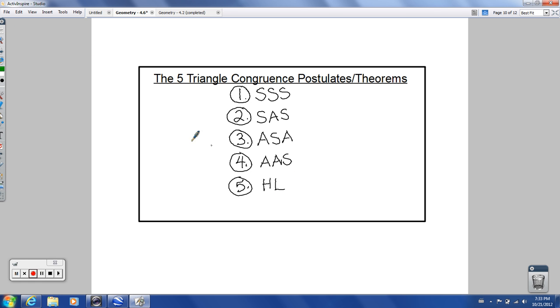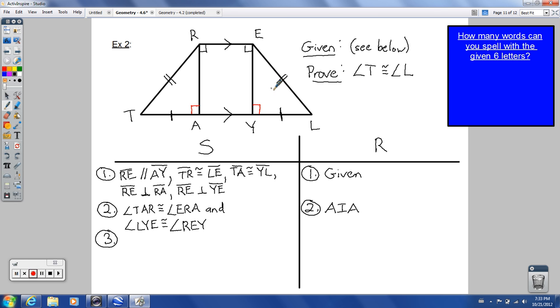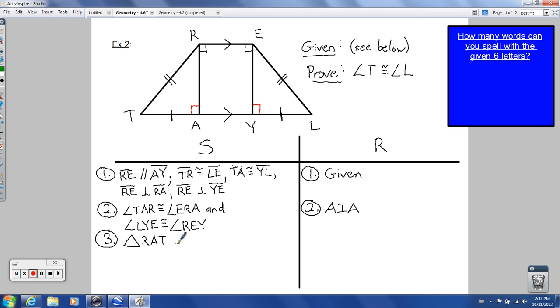So I have a hypotenuse, that's this side right here, and I have a leg matching up with a hypotenuse and a leg in this triangle. So I can certainly say that the triangles are congruent. And I'll go with RAT. Triangle RAT being congruent to triangle LYE. But I want to make the congruent statement correct. So triangle RAT is going to be the same as triangle EYL. I better go in that order. I will be checking for that.